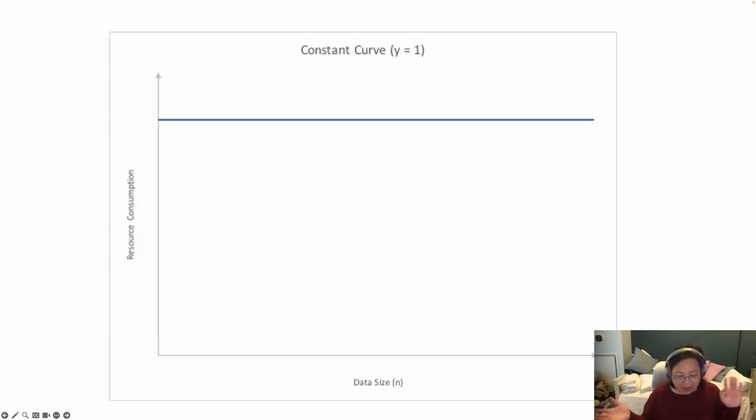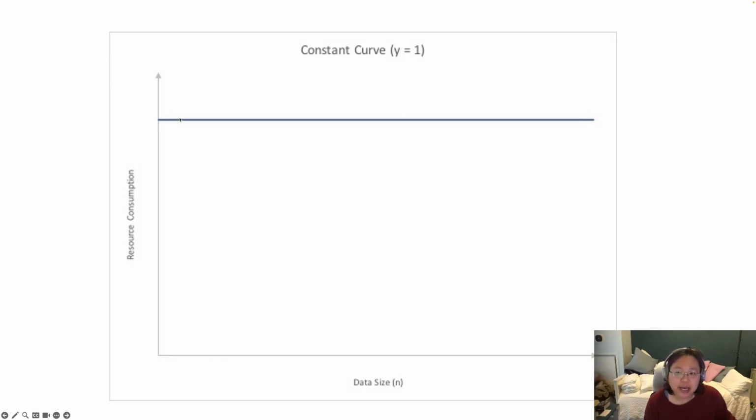So this is found, by the way, these pictures are taken straight from the course notes, so you can find these same pictures there. This first curve that we're looking at is called the constant curve. And what this curve says, and what all these graphs mean, is the following. If we look at this line, this is as the data gets bigger and bigger. As my data size increases, how much processing time am I consuming?